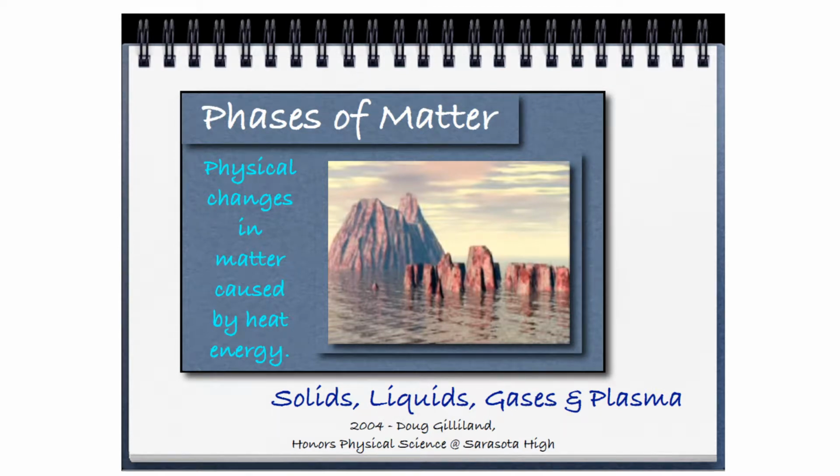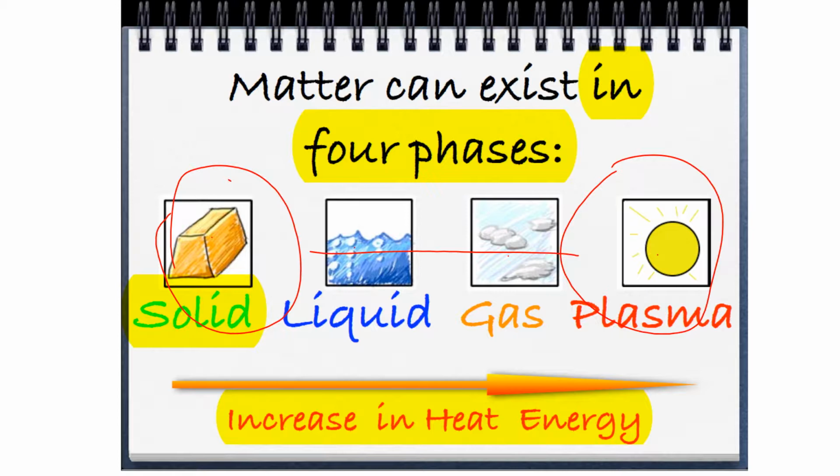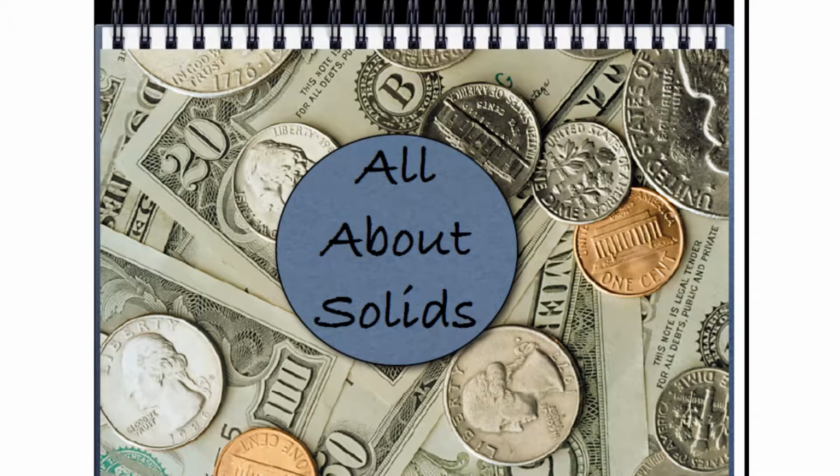Phases of matter, physical changes in matter caused by heat energy, solids, liquids, gases, and plasma. Matter can exist in 4 phases: solid, liquid, gas, and plasma. As you go from the solid state of matter over to the plasma state of matter, you are increasing the amount of heat energy in each state of matter.